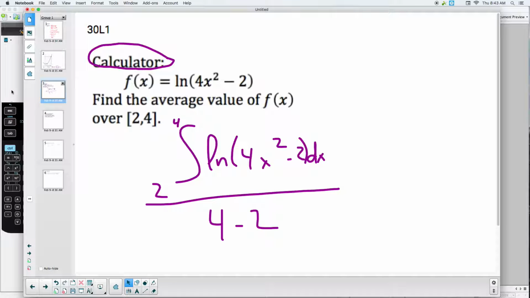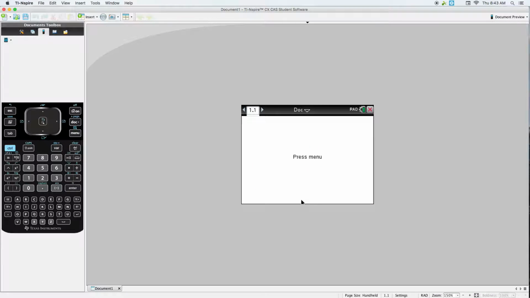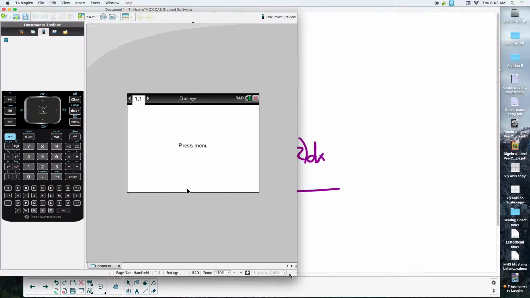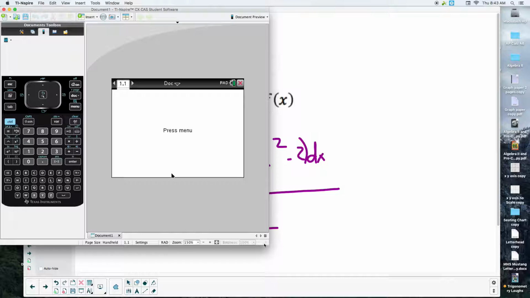All right, so there's our setup. Let's type it in. All right, so we're going to have a fraction.